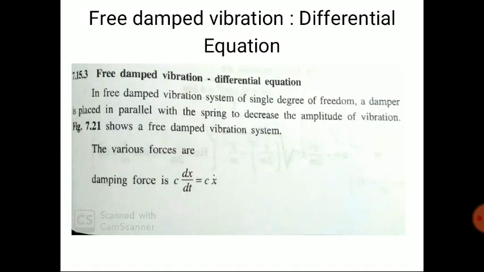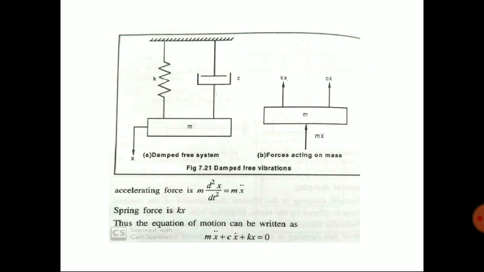Okay, today we are going to discuss free damped vibration. What is free damped vibration? I can show you a figure. In this case you can see that this is a single degree of freedom system because there is only one parameter, that is the spring stiffness k.